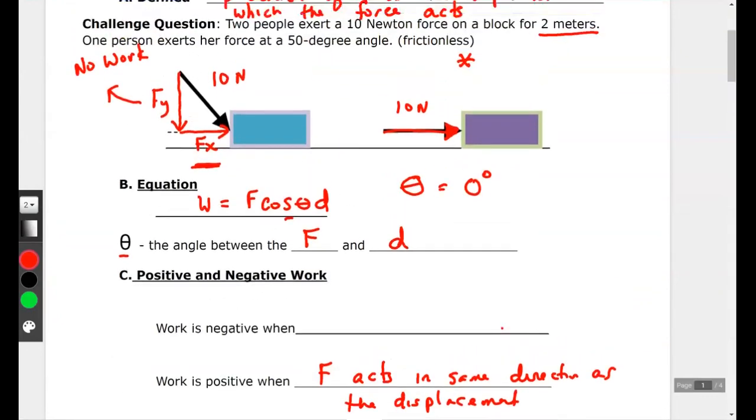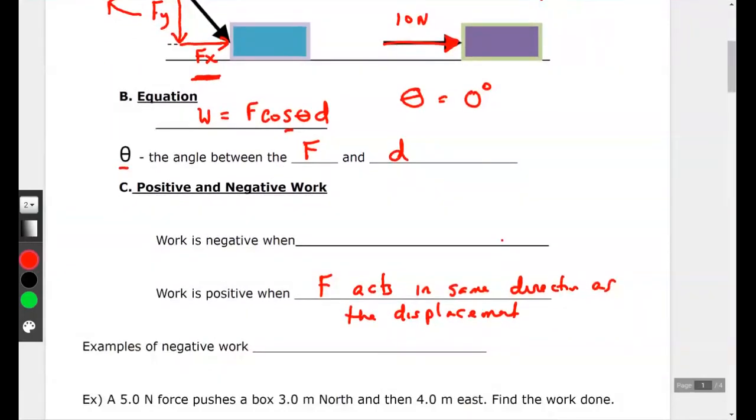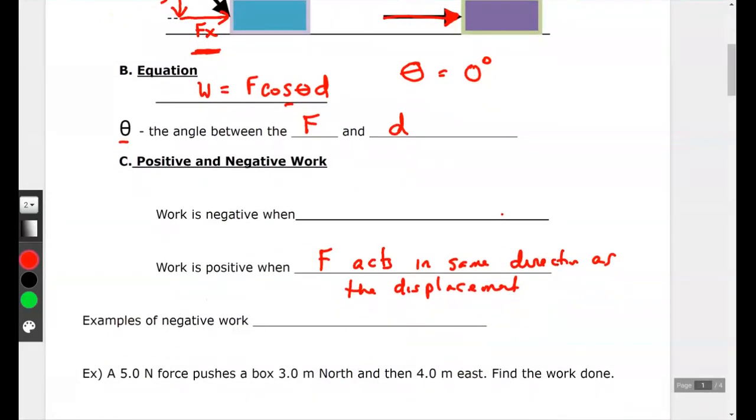So this first guy, call him A, does positive work, and B does positive work. They both move the box 2 meters, but person B does more work because his or her entire force is acting in the direction of the displacement. Now we look at this, and the only thing acting in the direction of the displacement, which is towards the right, is Fx. Fy does no work. It's acting perpendicular to the movement. So work is positive when the force acts in the same direction as displacement.